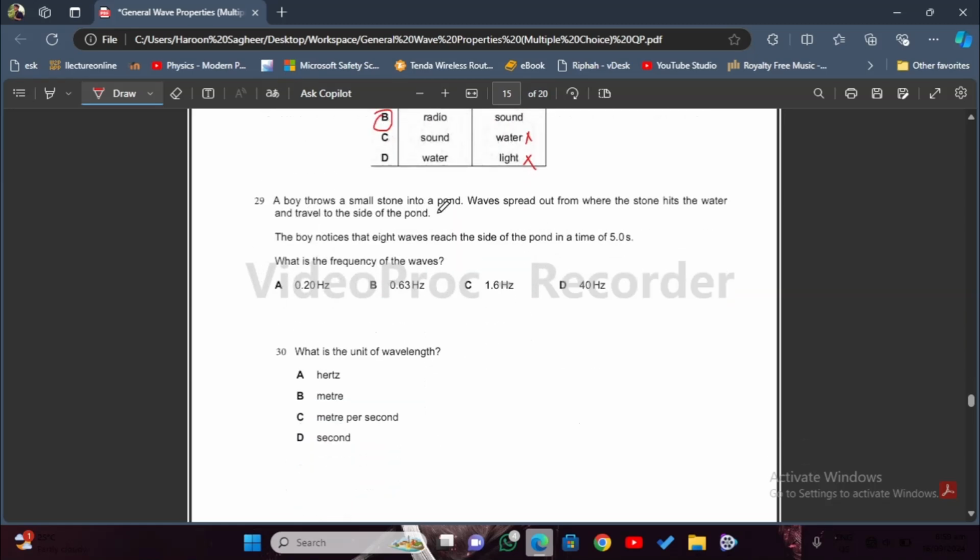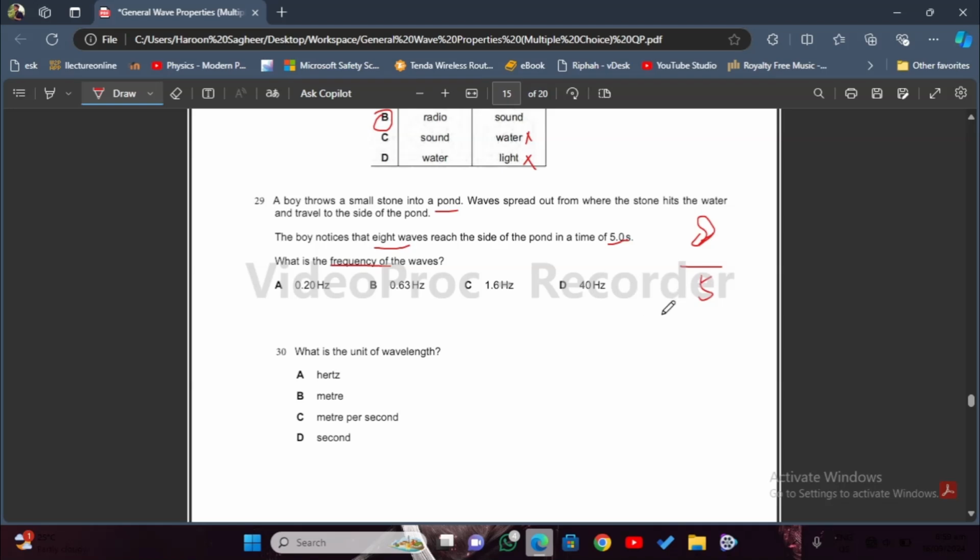So a boy throws a small stone into a pond. Waves spread out from where the stone hits the water and travel to the side of the pond. The boy notices 8 waves reach the side of the pond in 5 seconds. Now we need to calculate the frequency. So there are 8 waves in 5 seconds, and we need to know the number of waves in a second. So let's see how many waves passed through in 1 second. We would have to divide them both.